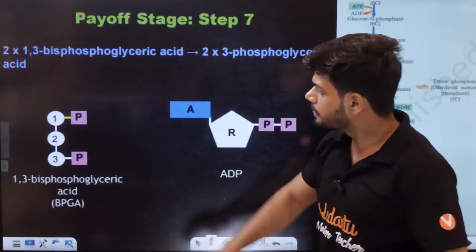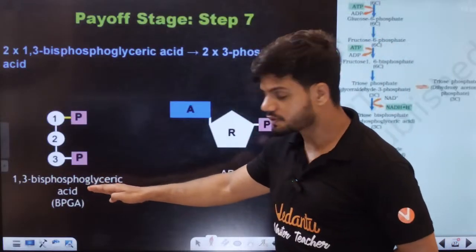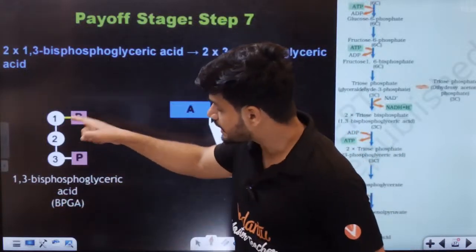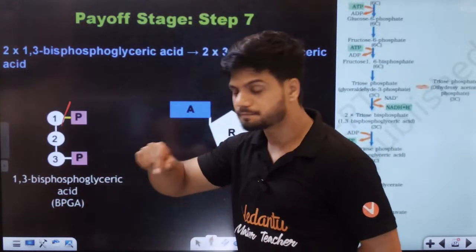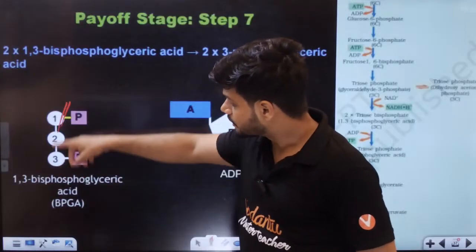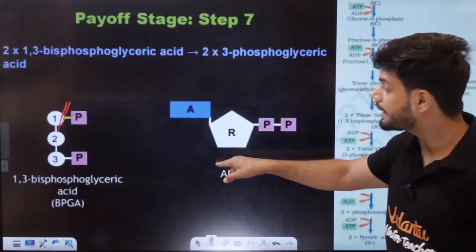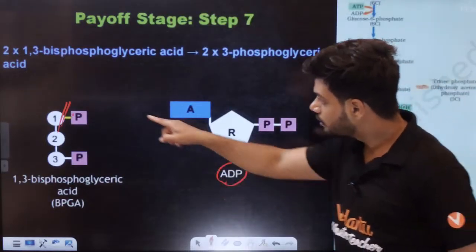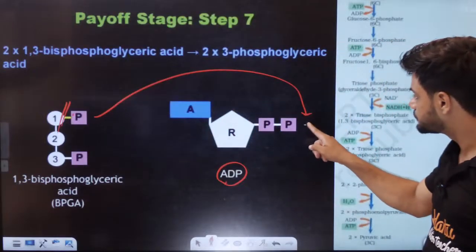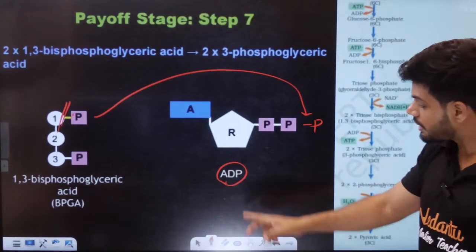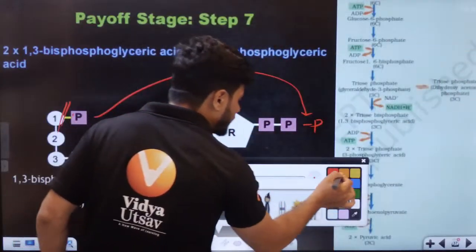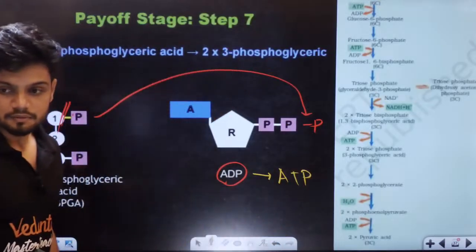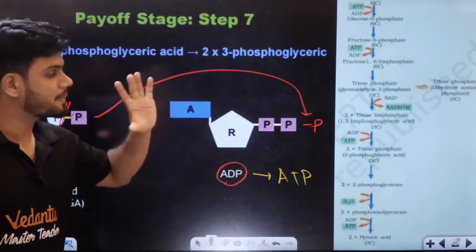Now what happens, students? This 1,3 bisphosphoglyceric acid is there, right? This bond is unstable, so this bond will break. Once this bond breaks, this phosphate is now given to an ADP. Students, all of you tell me in the chat what will happen now. If this phosphate joins this ADP, what do we get? From adenosine diphosphate, it will become ATP again. So ADP to ATP conversion happens here.